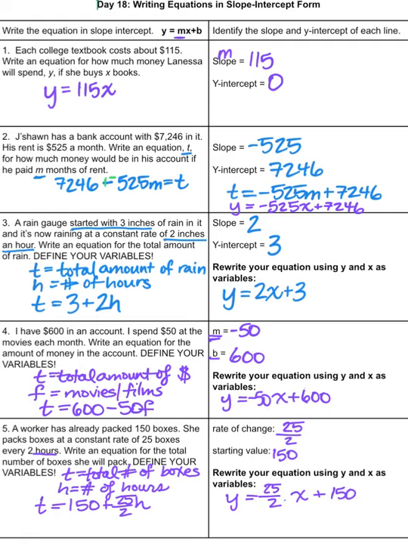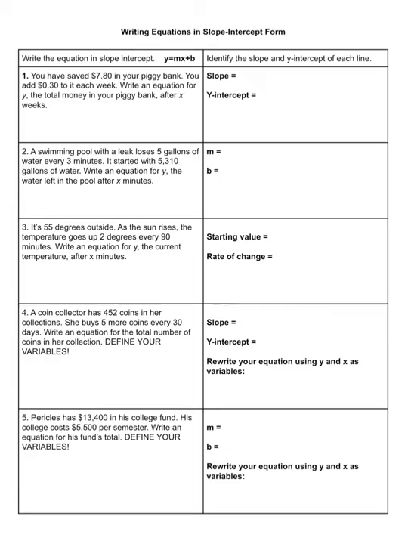Your practice looks the exact same right here. This is what your practice looks like. So I want you to try all 5 of these. Remember, this column goes with this column. And M and B are just different ways of saying slope and y-intercept. Starting value, that would be your y-intercept. Rate of change is your slope. So you should get used to hearing those words in addition to just slope and y-intercept.